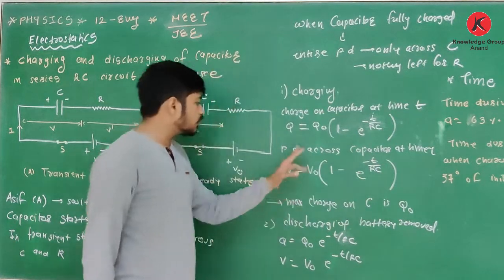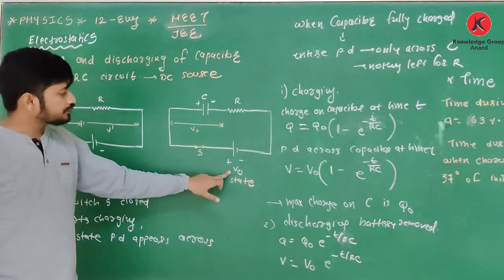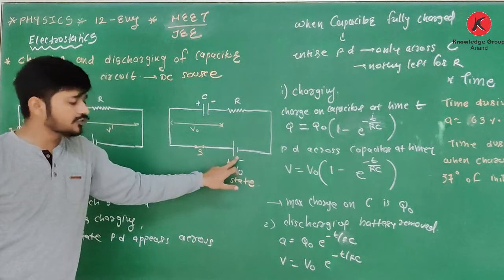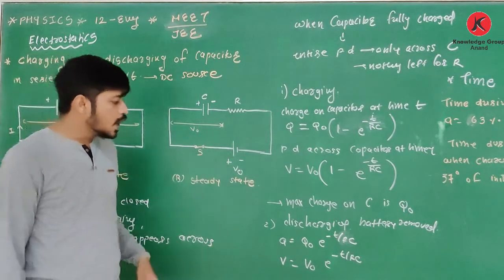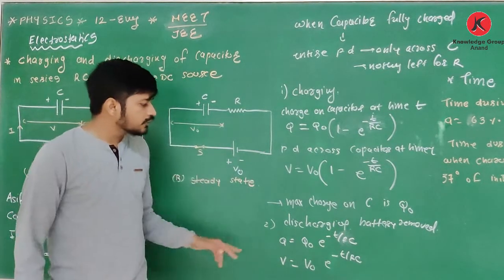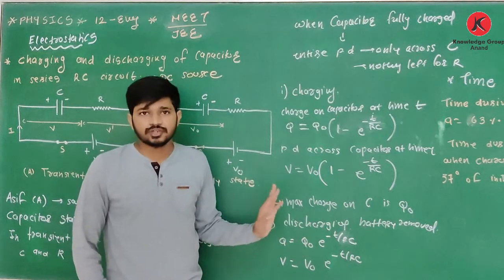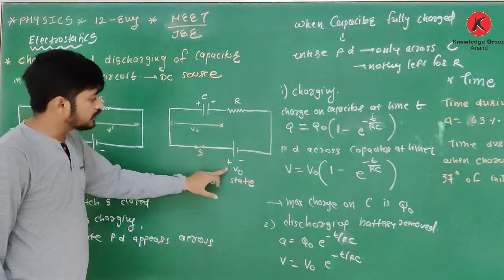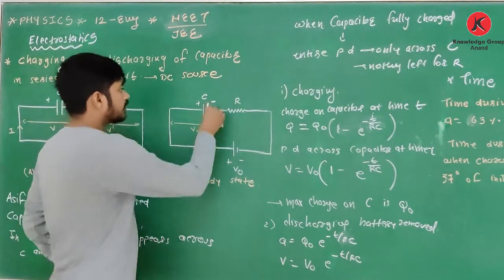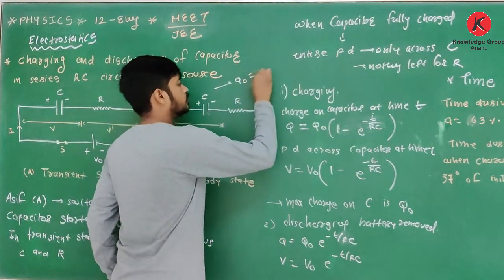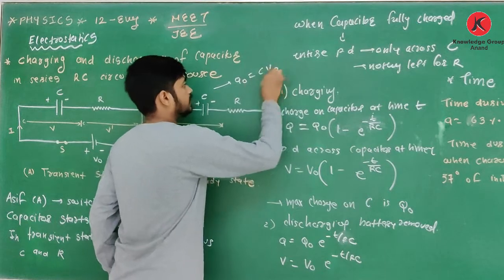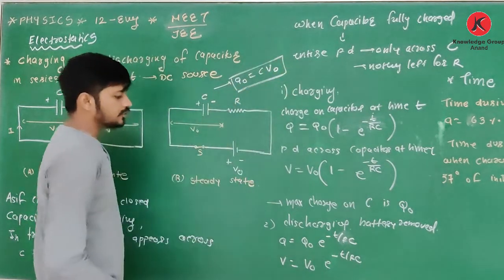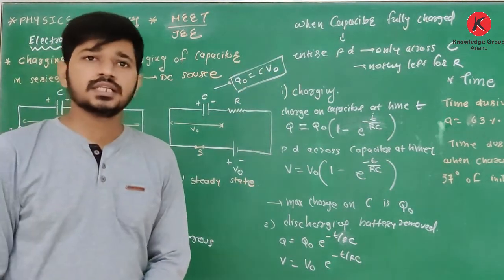Potential difference across the capacitor at time t, V is equal to V0 (1 minus e raised to minus t upon RC), where V0 is the potential difference provided by the battery, and Q0 is the maximum charge on the capacitor, the maximum charge when the potential difference is V0. So I can write that Q0 is equal to CV0. Simple? Yes, it is simple.